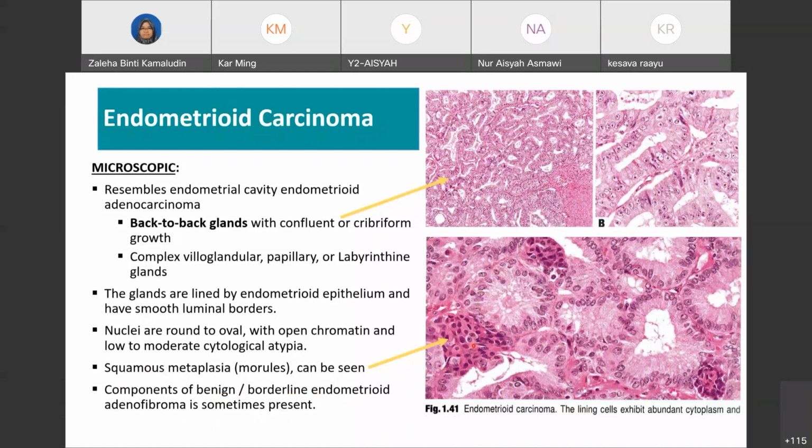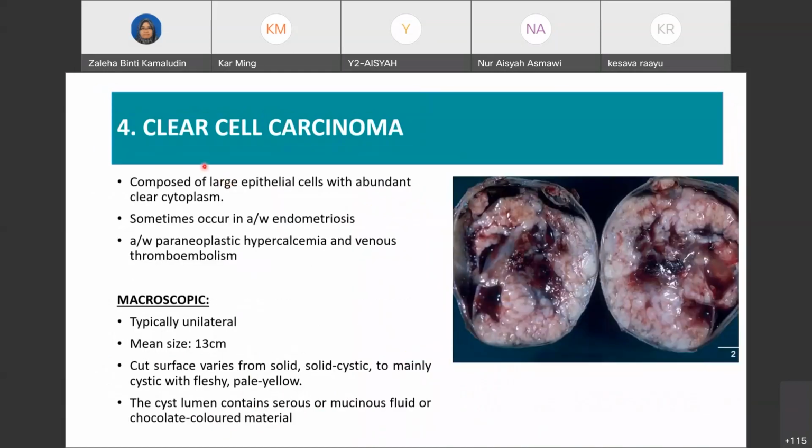The fourth one, surface epithelium, is the clear cell carcinoma. This tumor is composed of large epithelial cells with abundant clear cytoplasm. That's why we call it clear cell carcinoma. Sometimes this tumor is also associated with endometriosis. So there are two tumors of surface epithelium associated with endometriosis: the first one just now, the endometrioid carcinoma of the ovary, and the second one, the clear cell carcinoma.